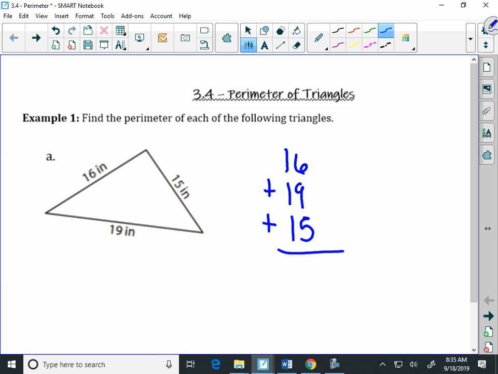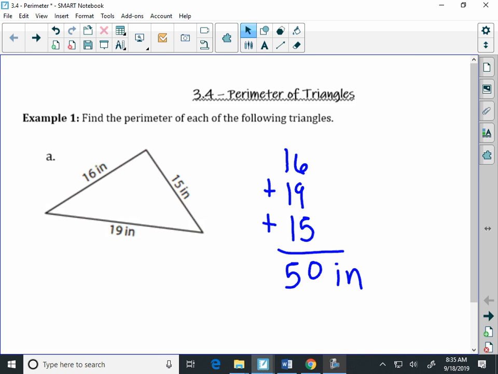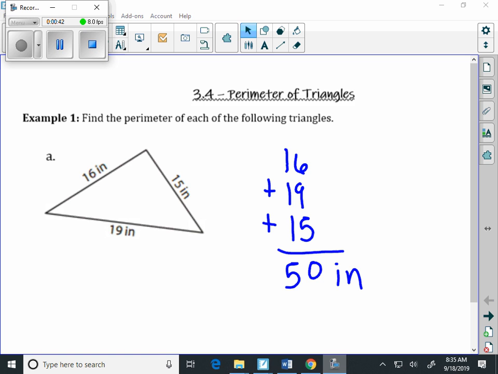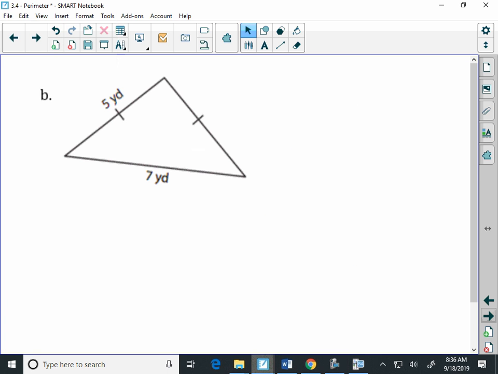And when we do, we get 50. I'm going to put the units on at the end, the inches. But what if we're not given all of the sides?